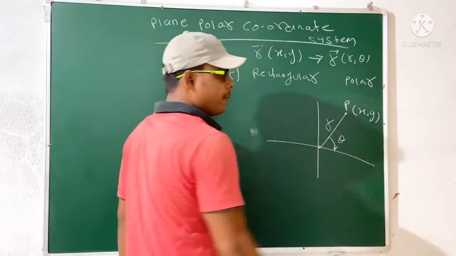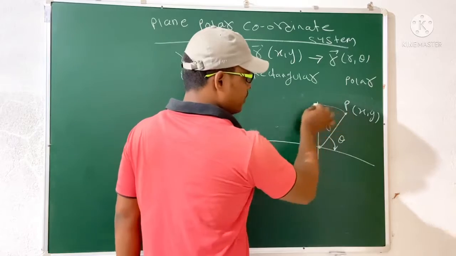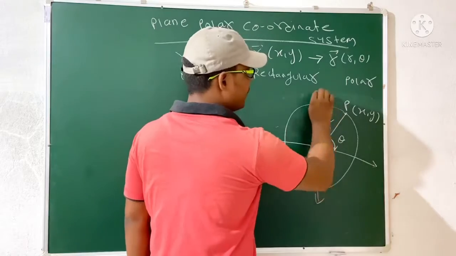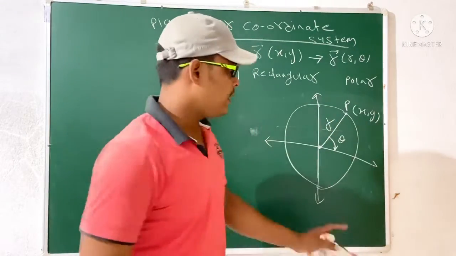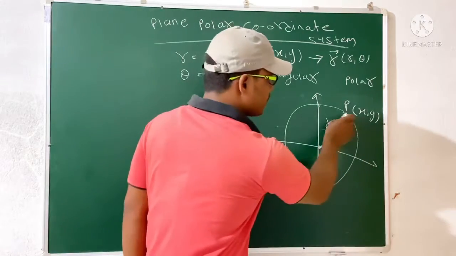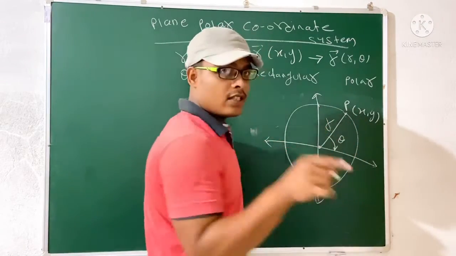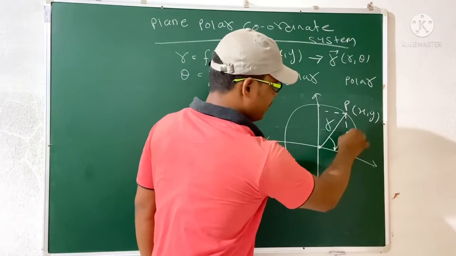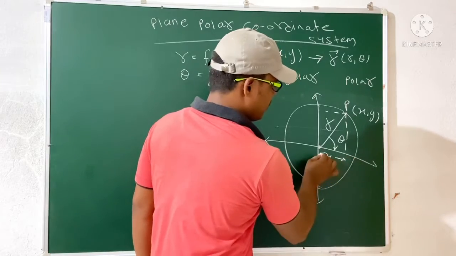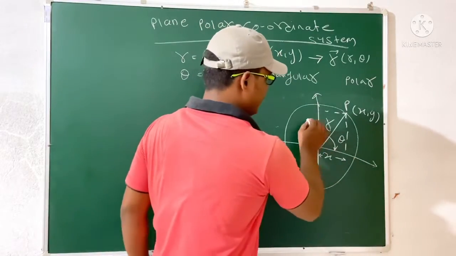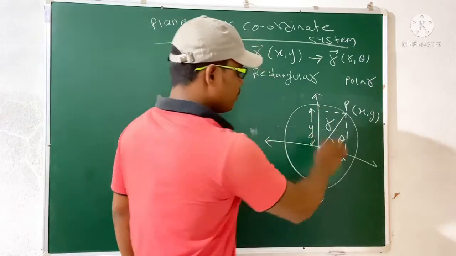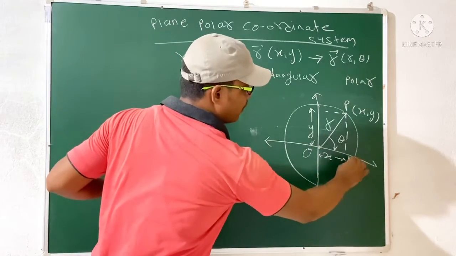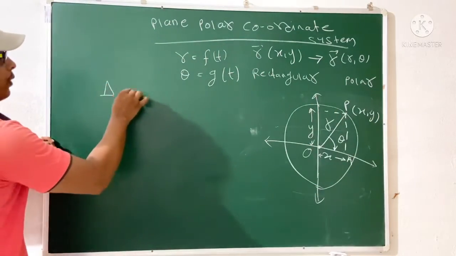So what is the meaning of P of xy? Suppose this is a path, a circular path. This may be circular or may be elliptical. So what is the x value? X is nothing but the distance from the y-axis. So this one is x, right? Then what is y? Y is the distance from the x-axis. So this one is y. So now look at the triangle OAP. So what's happening in the triangle OAP?